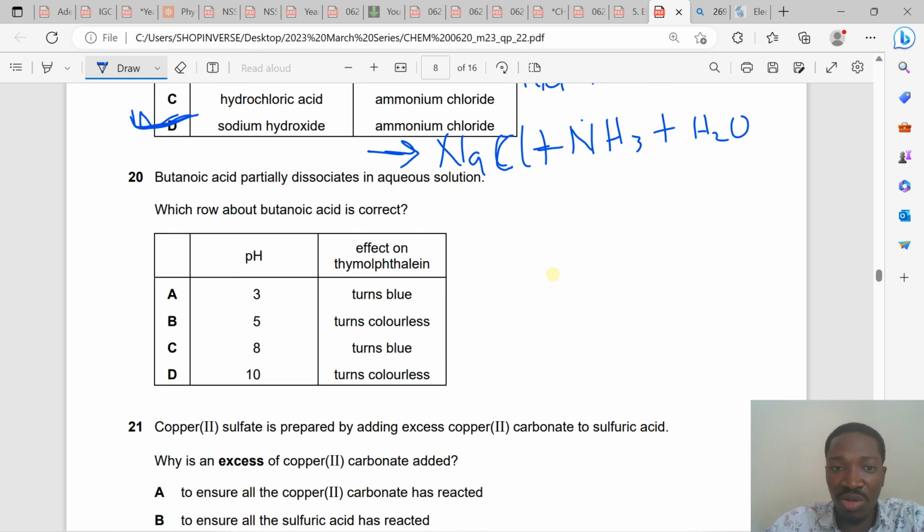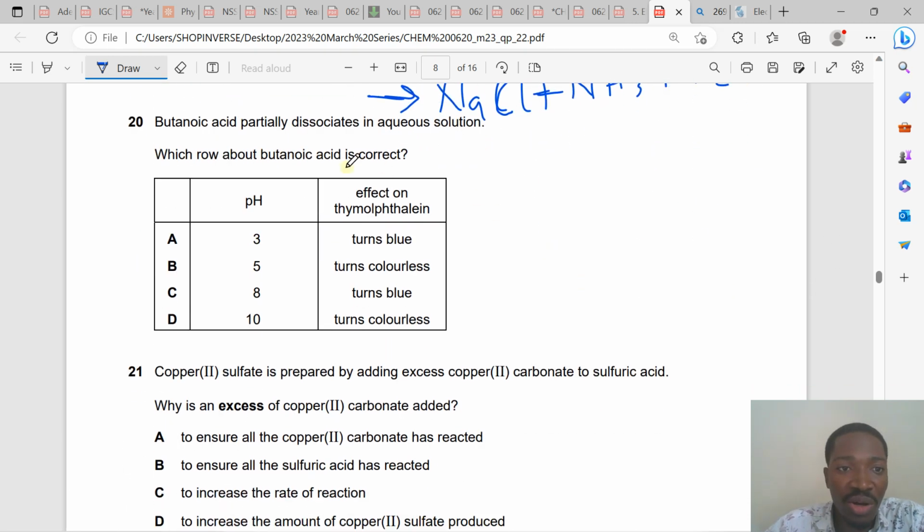We go straight to question 20. Butanoic acid partially dissolves in aqueous solution. Which row about butanoic acid is correct? Butanoic acid. Okay, so butanoic acid is an organic acid. An organic acid is a weak acid.